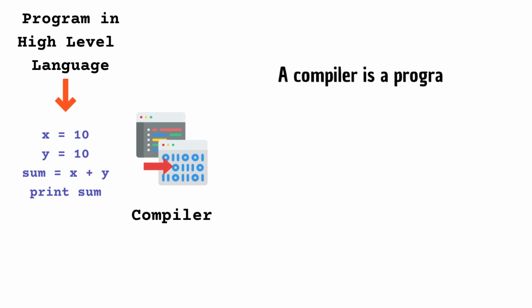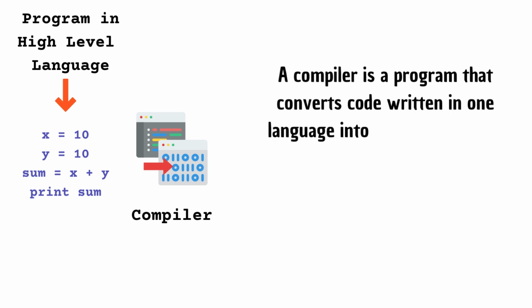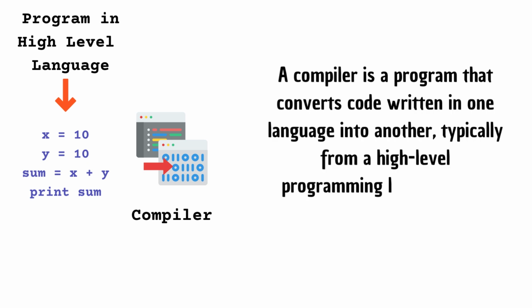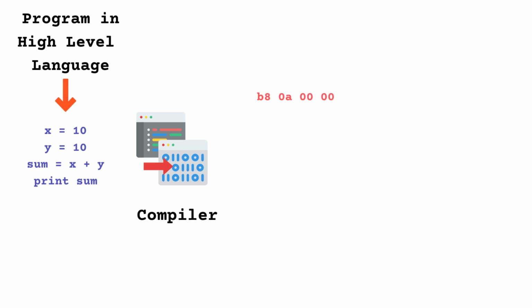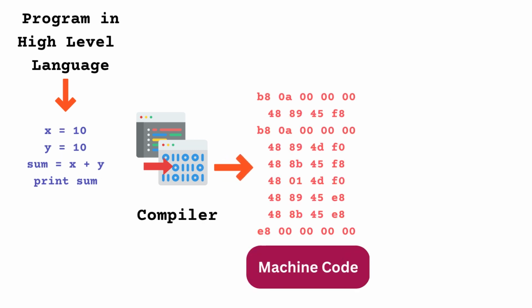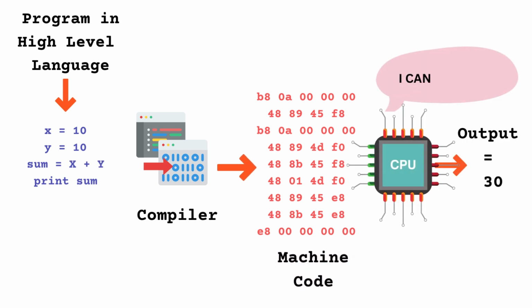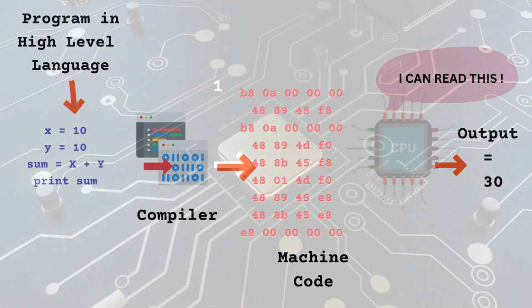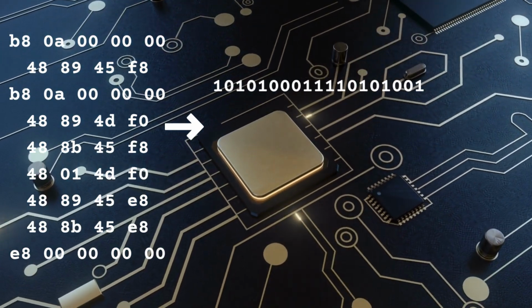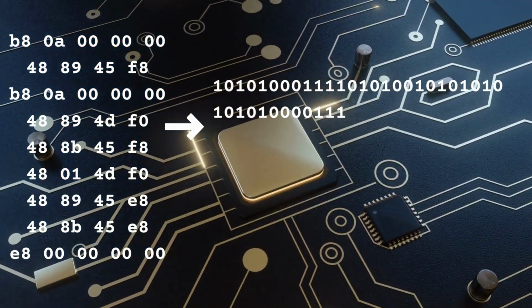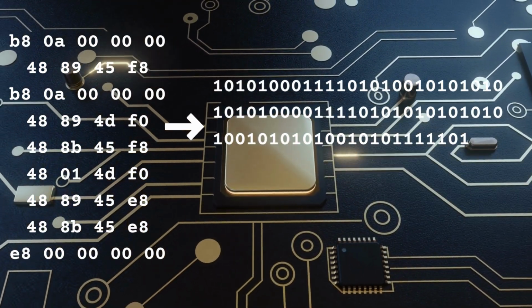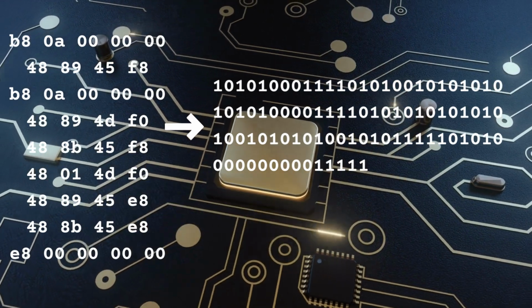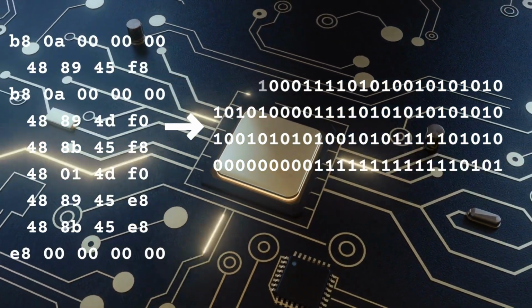A compiler is a program that converts code written in one language into another, typically from a high-level programming language to a low-level language, such as machine code. Machine code of our program will look like this, as shown here. Finally, the CPU executes machine code instructions. The CPU performs binary translation, converting the machine code instructions into binary signals to control the flow of electricity through its transistors. These binary signals represent the instructions that the CPU should carry out.